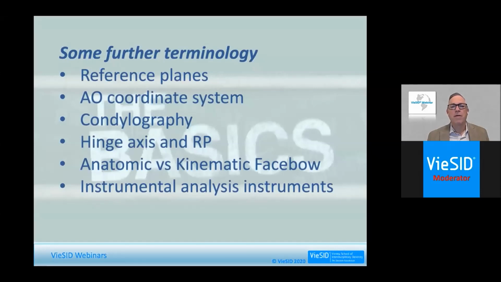Next, we'll look at reference planes, the axis orbital coordinate system, Kondylography, hinge axis and RP, anatomic versus kinematic facebow, and the instrumental analysis instruments.